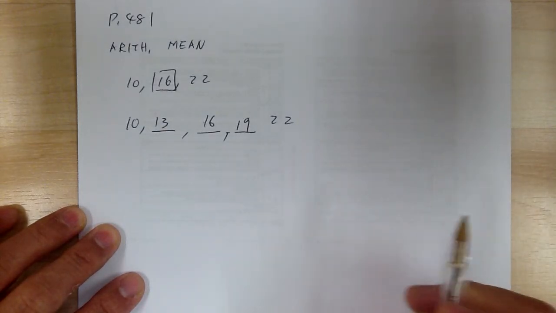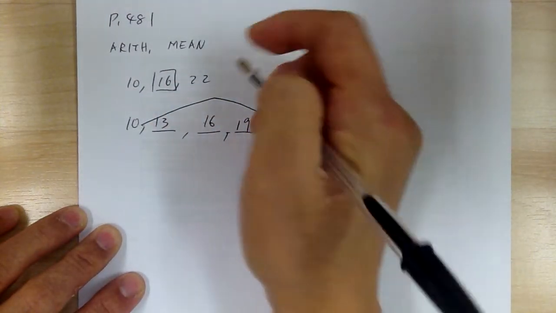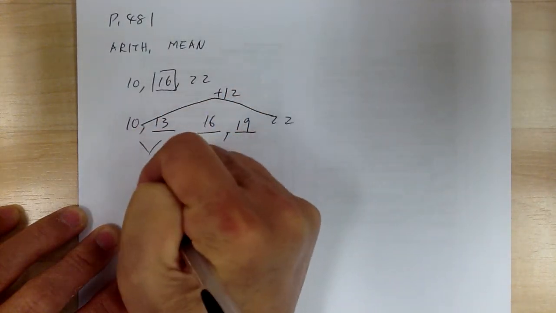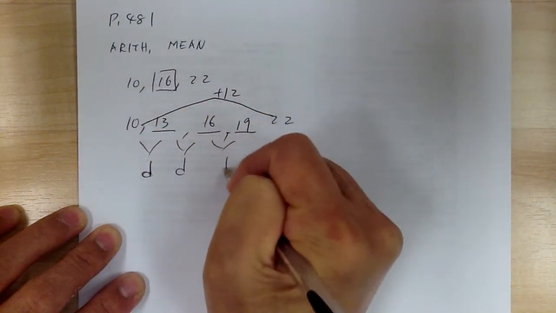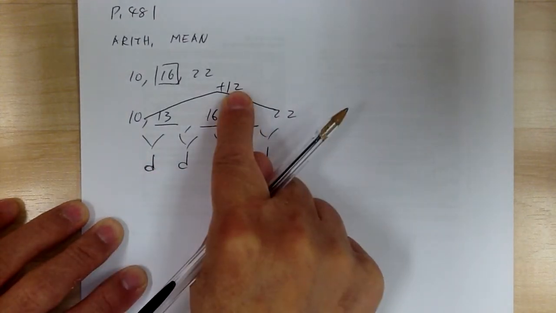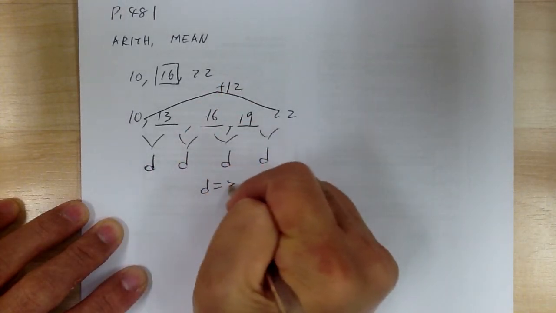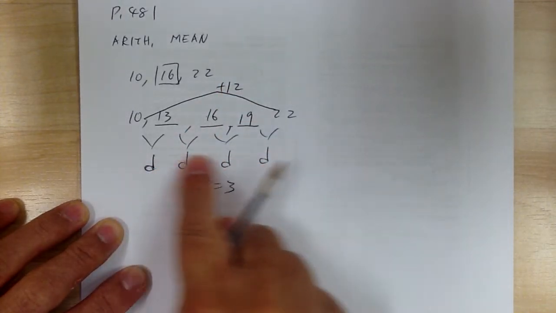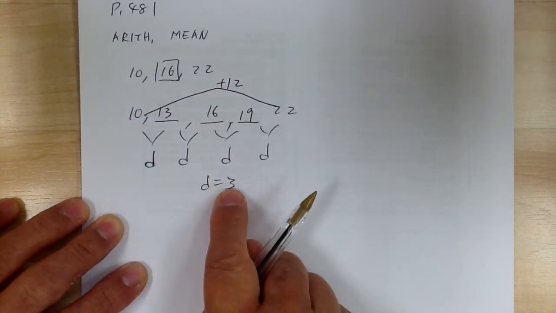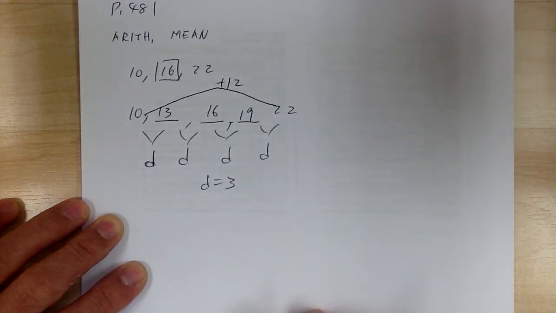Another way to do it is by using the difference. Notice from here, the difference is 12. And over here, this is d, this is d, this is d, this is d. So you can see that 4d equals 12, so d equals 3. Each d must be equal to 3. So once you find d equal to 3, you can just add 3, add 3, add 3, add 3. So it's another way to do it.